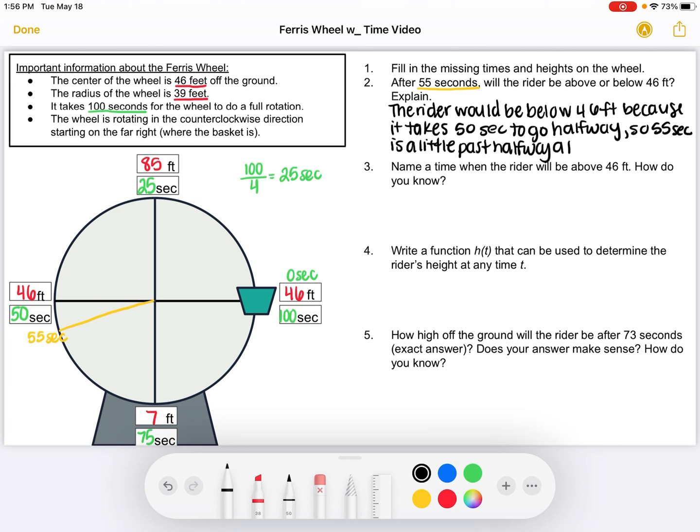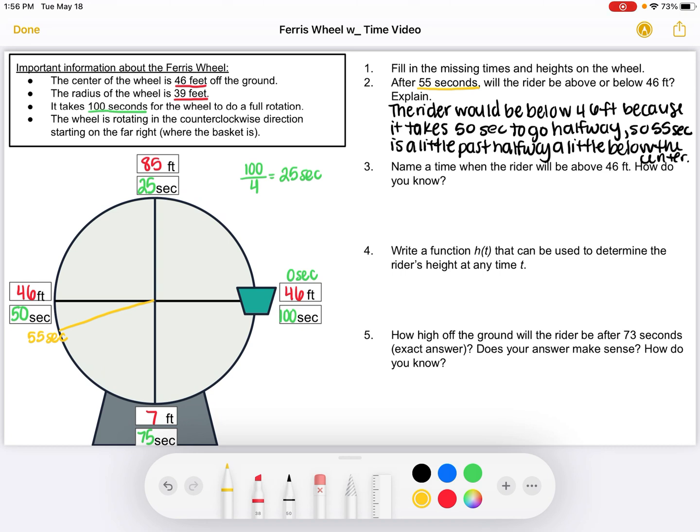A little below the center. And you can explain that in whatever way makes the most sense to you, but something along these lines is good. Okay. Now it says name a time when the rider will be above 46 feet and how do you know? So your answer could definitely vary for this.